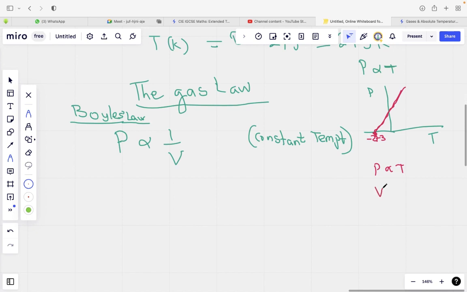When volume varies directly as temperature, this is called Charles law. Charles: volume and temperature. These are direct variations, and their graphs are like this. The only difference is that I take the volume and put V here. Every other thing is the same. Put the V here, it becomes Charles law. When the pressure varies directly as the temperature, this is called the pressure law.